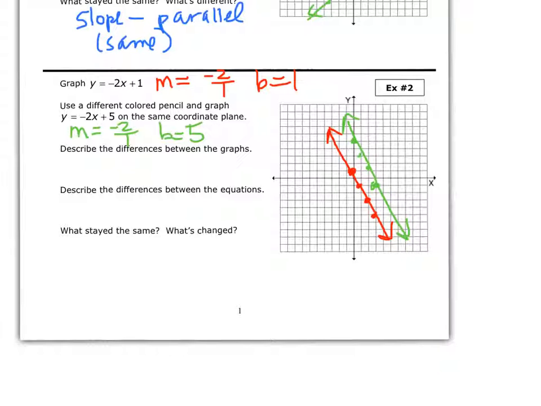Okay, describe the differences between the graphs. Well, the graphs have different y-intercepts. So I'm going to say here, different y-intercepts.